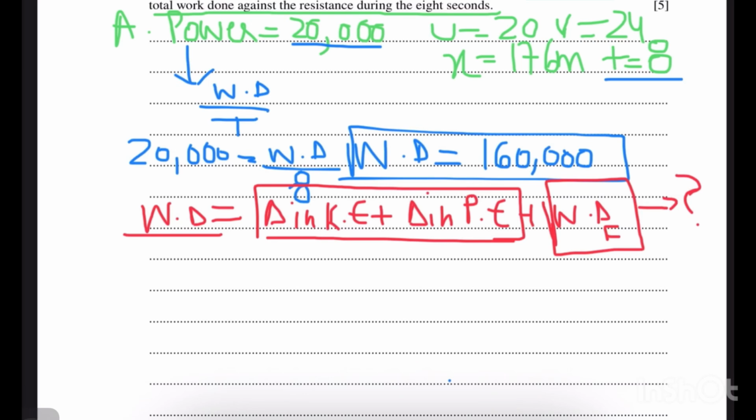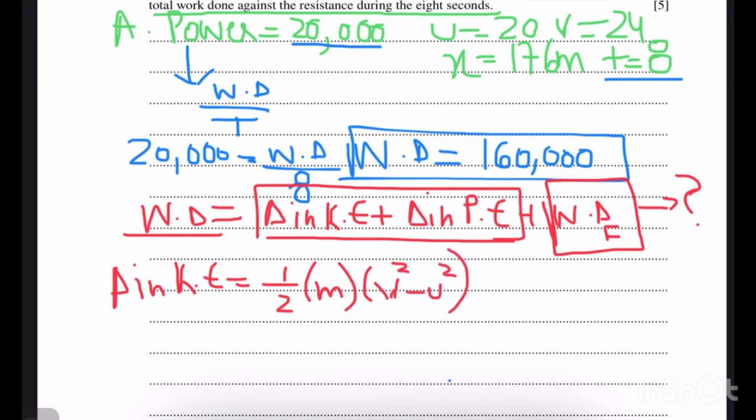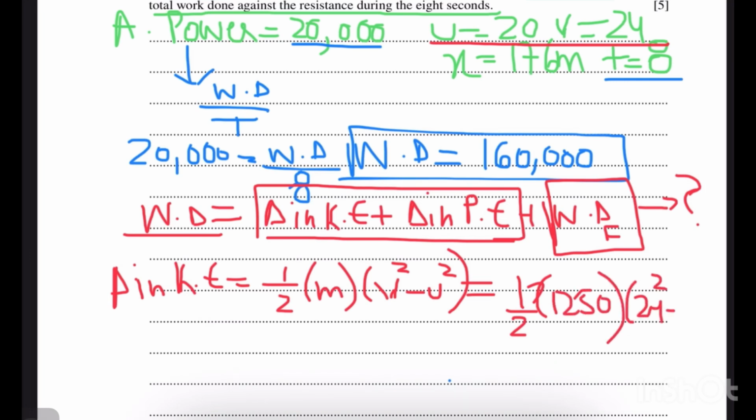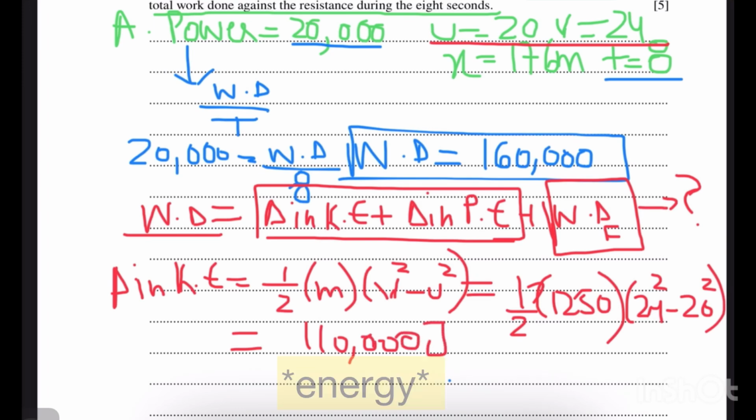So let's do that. The change in kinetic energy has a formula which is half times the mass times the final velocity squared minus the initial velocity squared. We already have these values, and since we're carrying the mass mentioned in part 1 and part 2, this is equal to half times 1250, which is the mass, multiplied by 24 squared minus 20 squared, and that is equal to 110,000 joules.